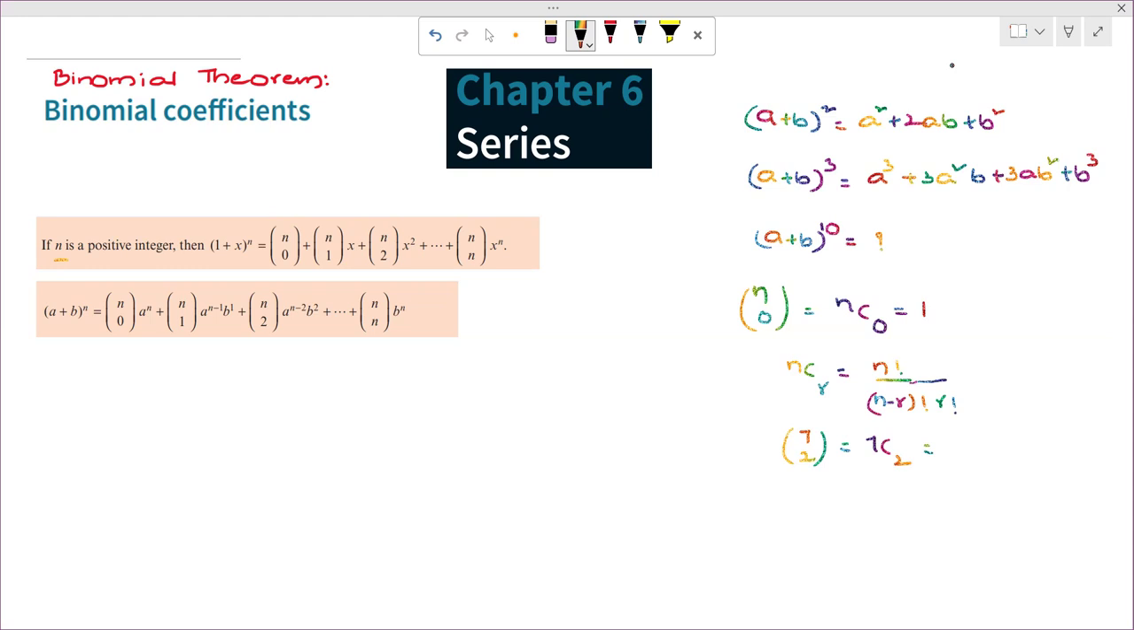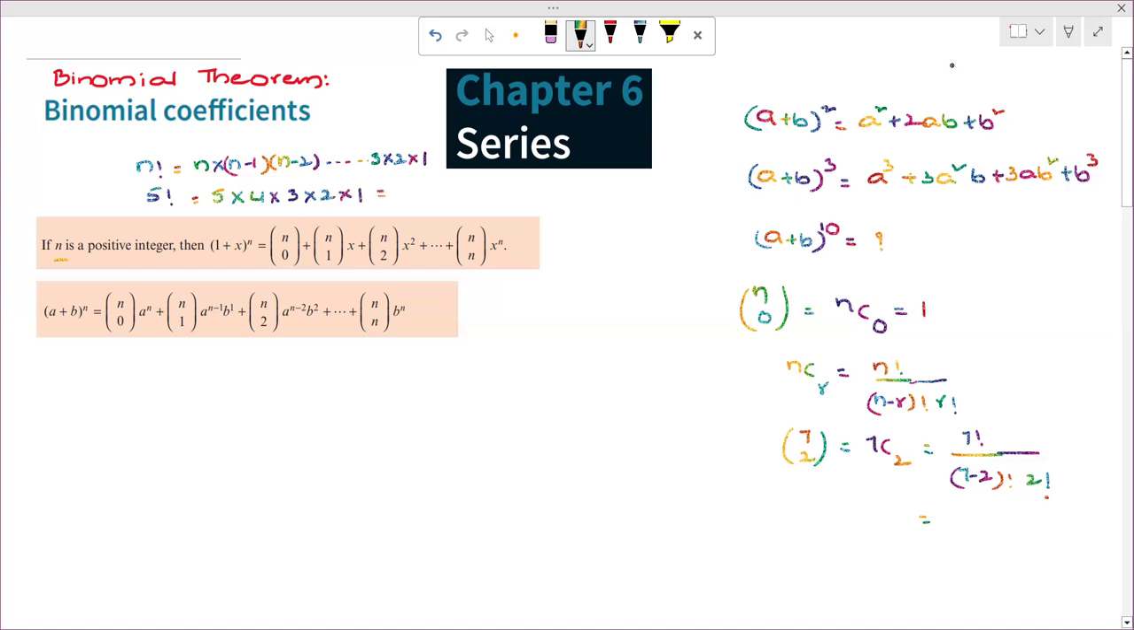First, by using the formula, n is equal to 7, r is 2: n factorial divided by (n minus r) factorial and r factorial. What is meant by factorial? Factorial is n times (n minus 1) times (n minus 2) and so on, down to 3 times 2 times 1. If it is 5 factorial, that means 5, 4, 3, 2, 1, reducing the values up to 1 and multiplying. 5 times 4 is 20, 20 times 3 is 60, times 2 is 120. So 5 factorial is 120. Like that you simplify this one: 7 factorial, 7 minus 2 is 5, 5 factorial and 2 factorial.